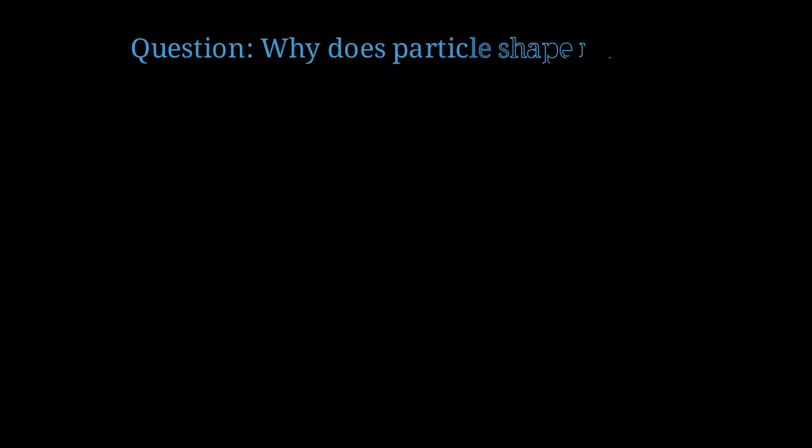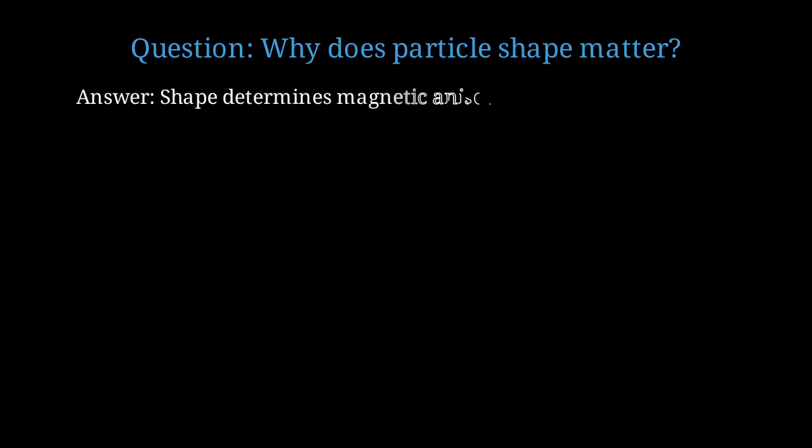Now let me pose a question. Why does particle shape matter so much in magnetic assemblies? The answer lies in magnetic anisotropy. Shape anisotropy determines the easy and hard axes of magnetization, which directly affects how particles interact and align.